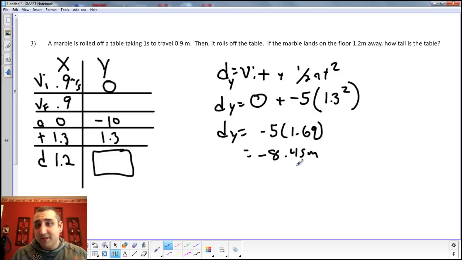That's why we got that negative there. So the table is 8.45 meters tall. Hope these first three helped you out.